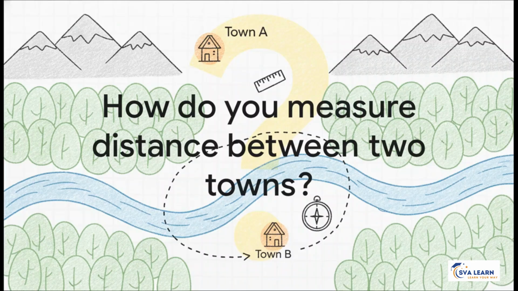Imagine you're trying to figure out the exact straight line distance between two distant towns. We'll call them Town A and Town B. But here's the catch. There are mountains in the way, dense forests, wide rivers. You absolutely cannot just walk the entire way in a straight line dragging a giant tape measure behind you. So how exactly would you do it? How do surveyors and mapmakers actually solve this impossible problem?